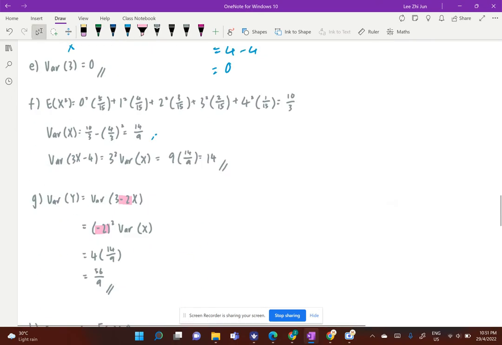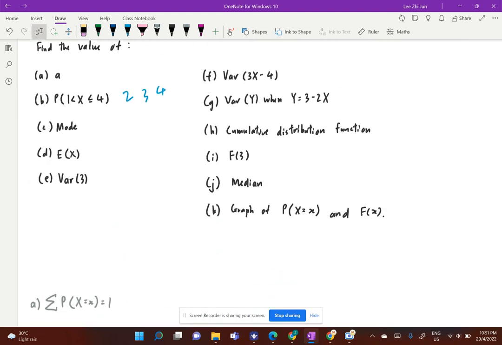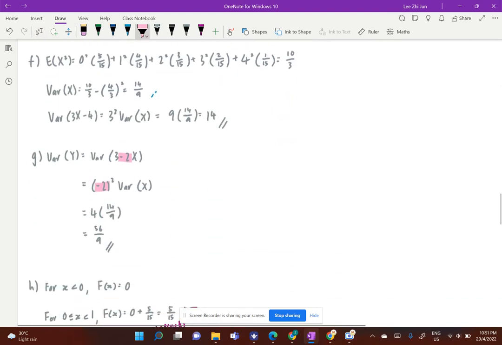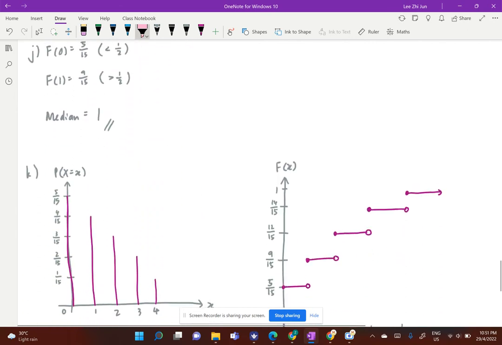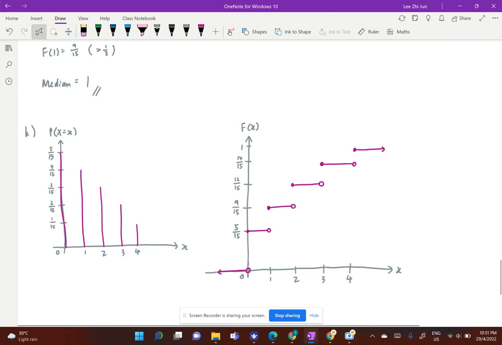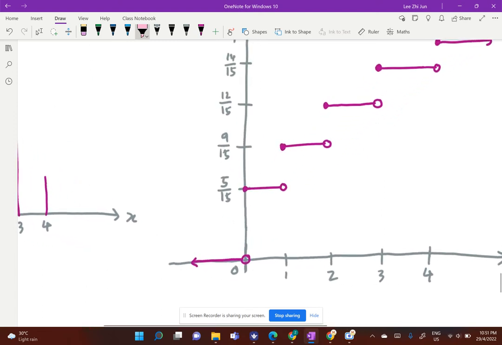So last, you want to construct the graph of this probability and this cumulative. For the probability, I use a different color, so it is easier to see. For this 0, it should be a straight line, but sorry, my art. So 0 till 5 per 15, 4 per 15, 3 per 15, 2 per 15, 1 per 15. Straight lines. But for the cumulative, you will have horizontal lines. You can see x smaller than 0 does not touch the 0, right?